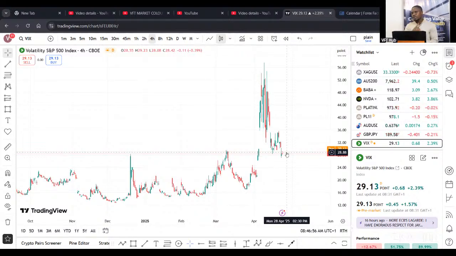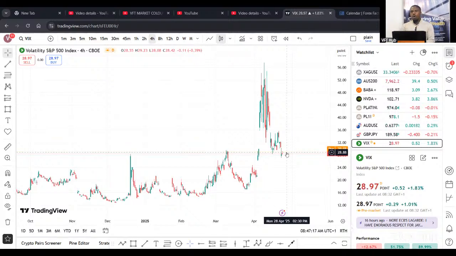One singular factor that might hinder this is the United States president himself, because he has not been consistent enough. On Monday, he said we are increasing tariffs. On Tuesday, it comes, we are not increasing again. On Wednesday, it comes again with another news. So that is just the major drawdown that might not make us see the rally.